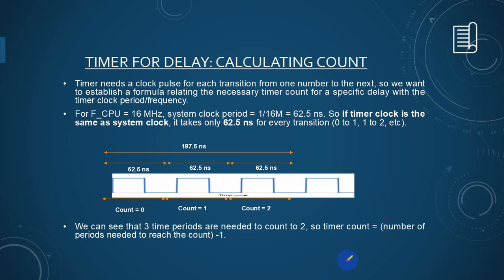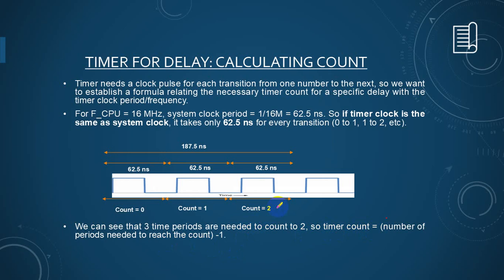Let's grab a formula first. We can see three time periods over here: count 0, count 1, and count 2. Three time periods are needed to count to 2: 0, 1, 2. So the timer count is equal to the number of periods needed to reach the count, minus 1.